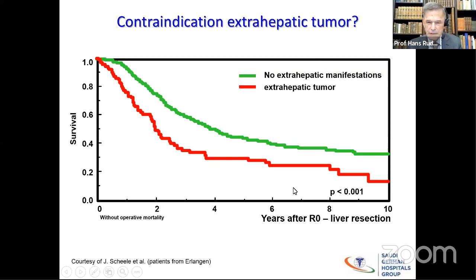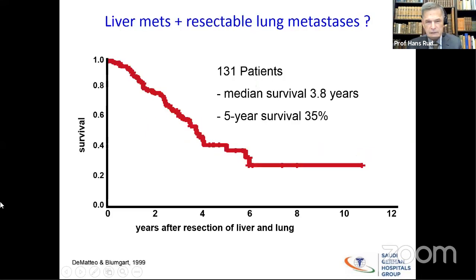Extrahepatic tumor makes a difference, yes. In all these patients, also with non-colorectal metastasis, they are doing worse if there's extrahepatic tumor, but again, not so much worse that you should exclude them from surgery. Again, nearly 25% survival after 5 years. Liver metastasis with resectable lung metastasis, this is a special group, are doing even better than other extrahepatic locations of metastasis. If you can resect both, you should do this. In this study, they got a 5-year survival of 35% for that group of resected lung plus liver metastasis.